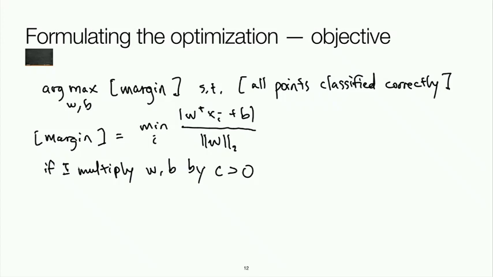So does it grow by a factor of c? It doesn't change at all, right? Because the numerator and the denominator both have the c that show up. So my margin actually does not change if I multiply w and b both by c. Can anyone tell me if I do this, what happens to my separating hyperplane?